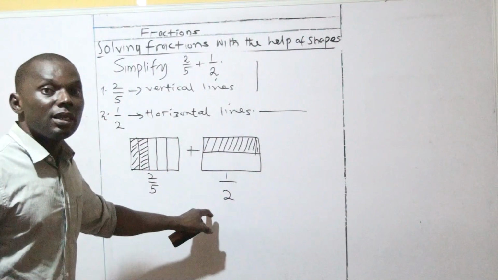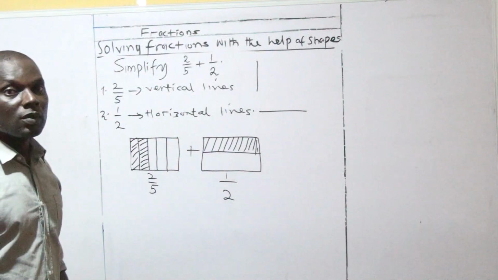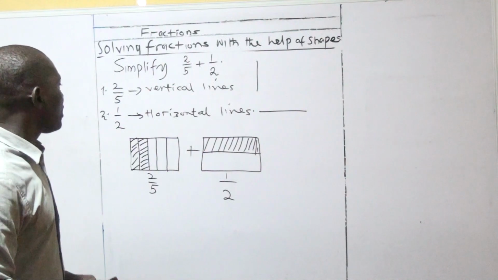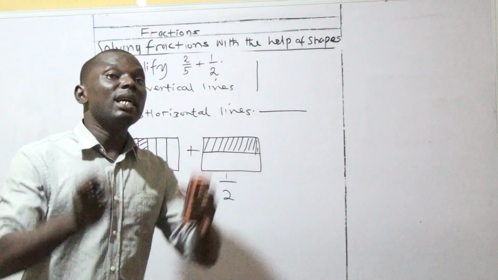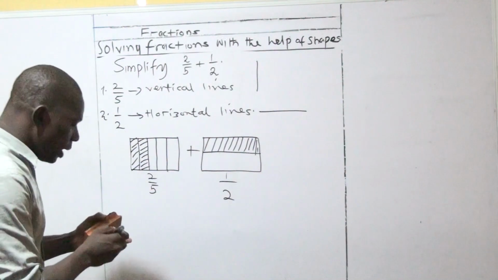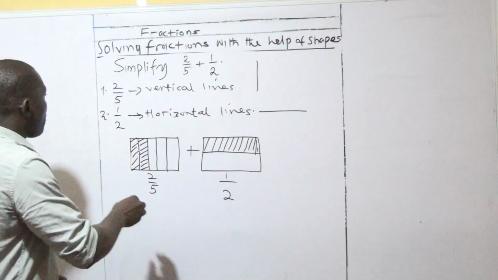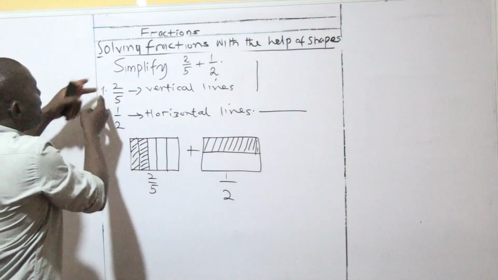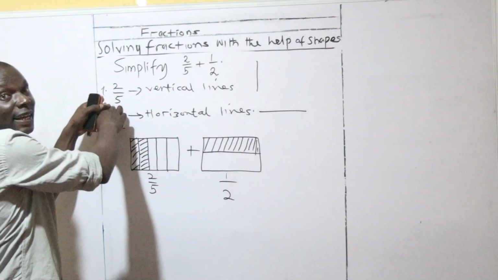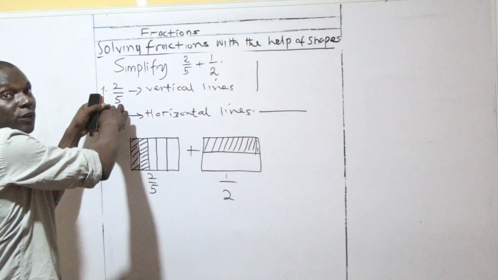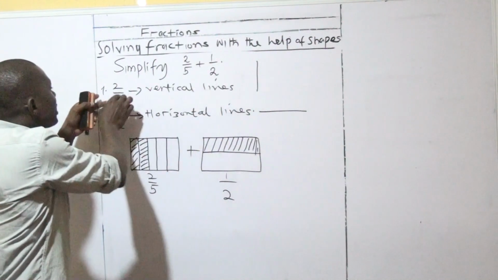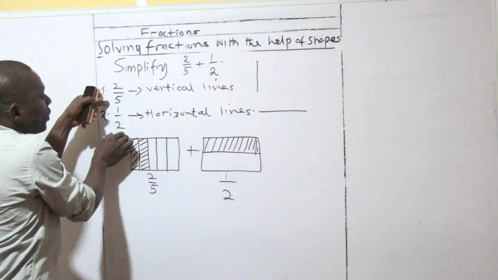Okay, so we've been able to illustrate the fractions with their respective shapes. Then the next thing to do, because we are trying to look at how to find the LCM here, is that we look at this first fraction, 2/5, right? We look at the denominator here. It's 5, and we said that we are using vertical lines for it. So we will transfer this one to this other fraction.